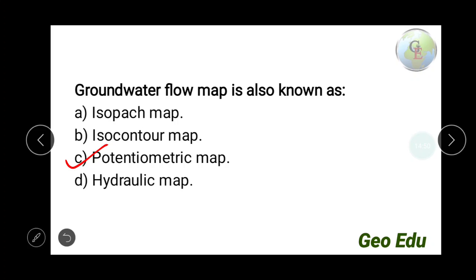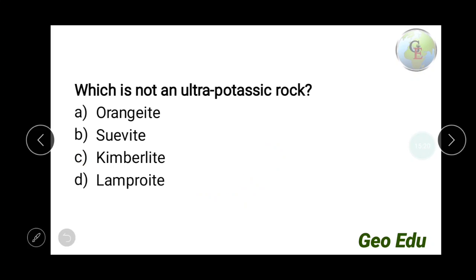And potentiometric map is groundwater flow map, means equal amount of groundwater flow. And hydraulic map gives the distribution of water on the earth surface. This is the flow of water, groundwater flow map, and this is the distribution of water. This is the difference. So here the answer will be option C, that is potentiometric map.